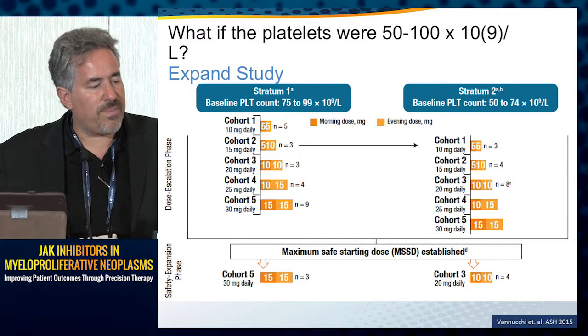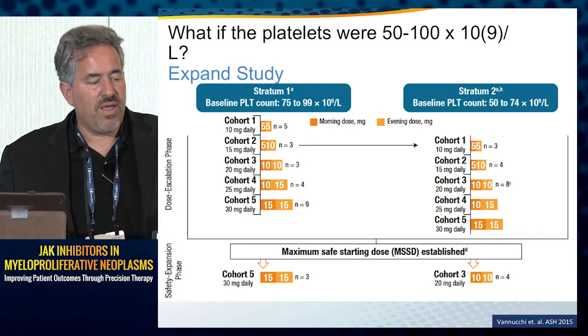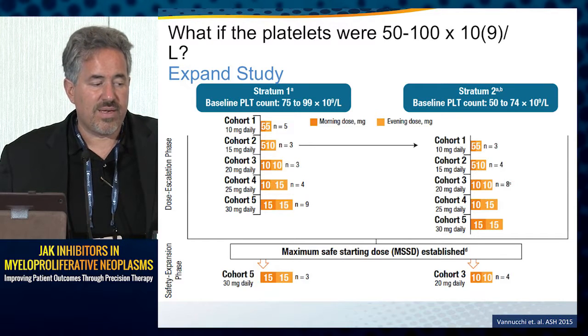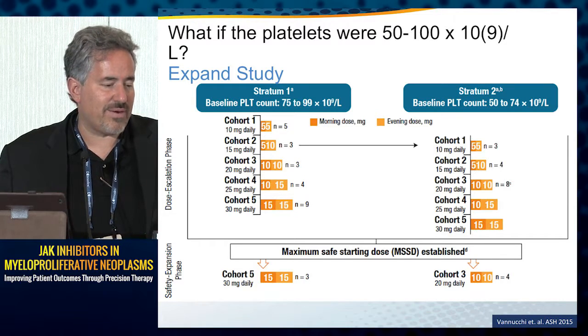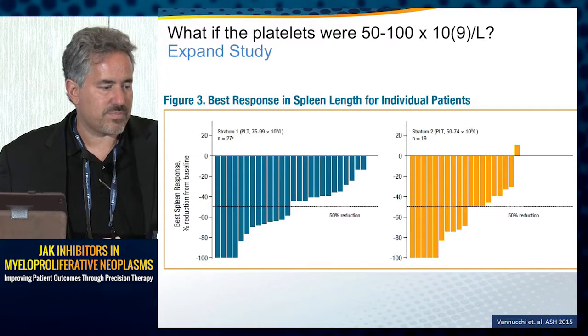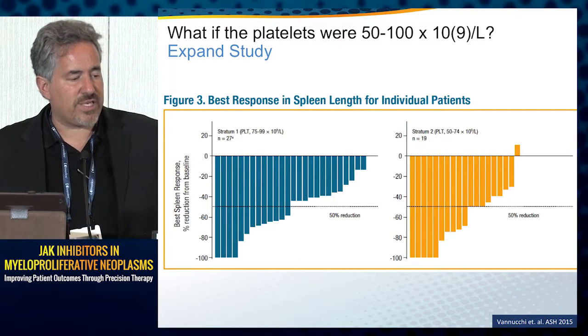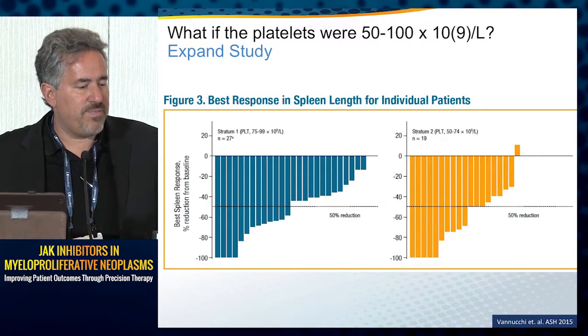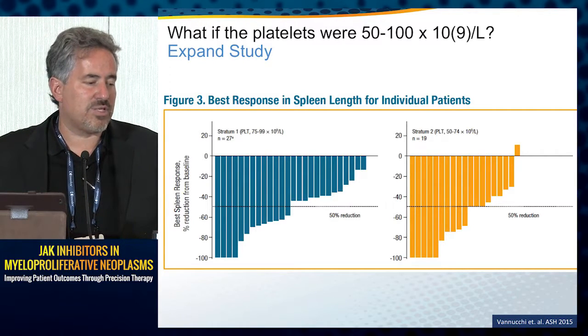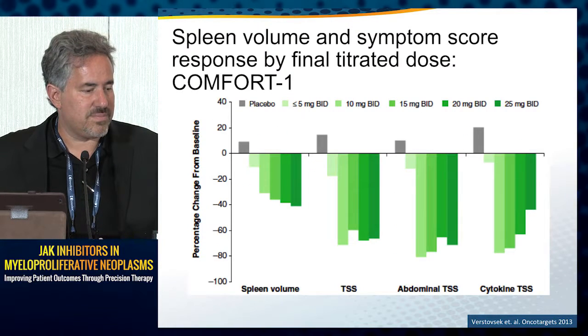In the stratum with a platelet count of 75 to 100, they were able to reach safely 15 twice a day over time. Not immediately. Time is a factor. Second, in the group with even a lower platelet count, they did achieve 10 twice a day. With this, they saw efficacy in terms of improvements in splenomegaly and improvement in symptoms that seem on the surface to be relatively equivalent to the COMFORT studies.